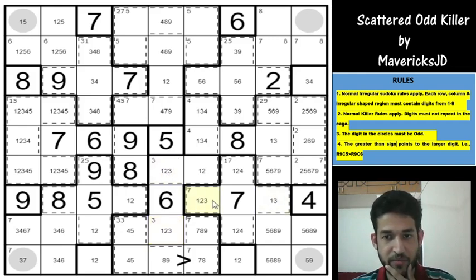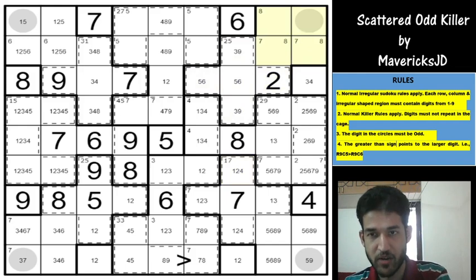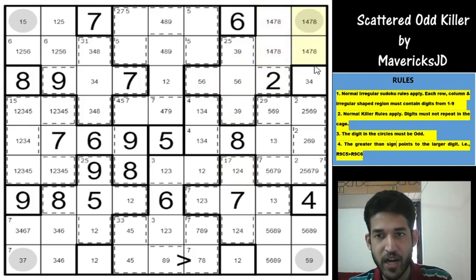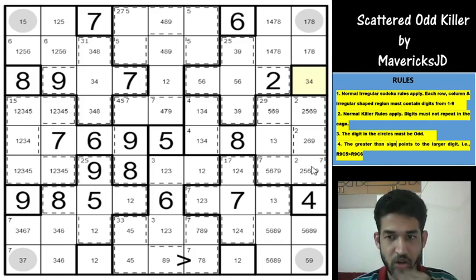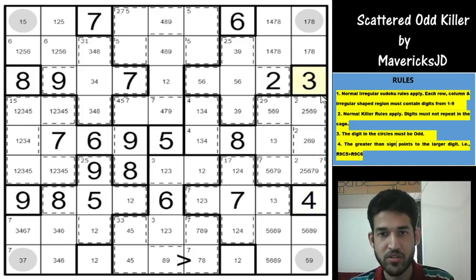So 3 is in one of these cells and 4 is in one of these cells. Okay. So 2, 5, 6, 3 and 9. So these cells would be 1, 4, 7, 8. Can't have the 4 there. Can I have... Okay, there is a 4 here. That's a 3 now. And that's a 4 now. So that is not a 4.